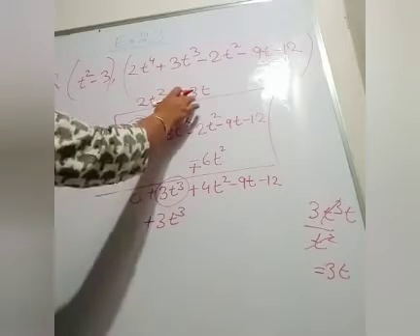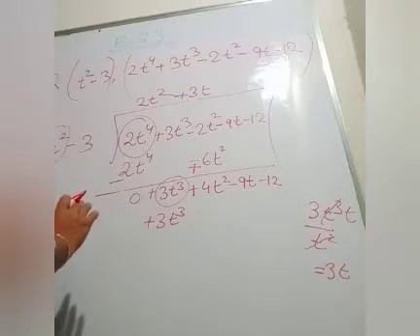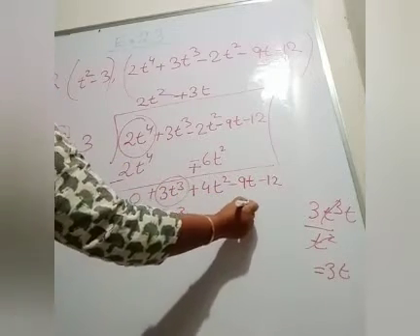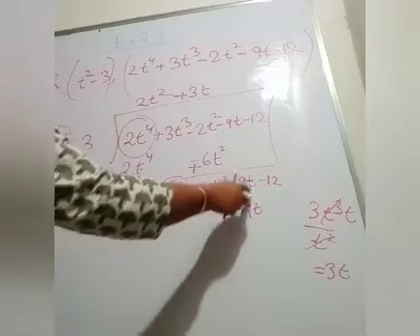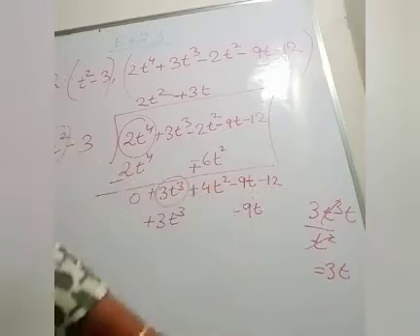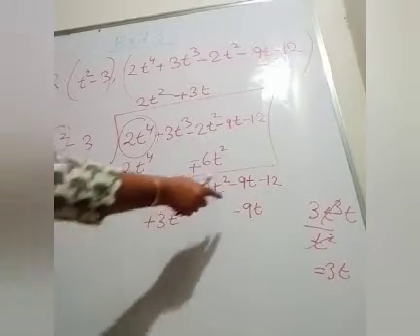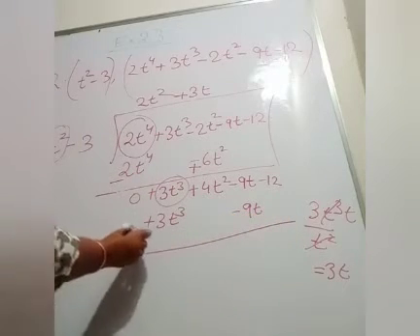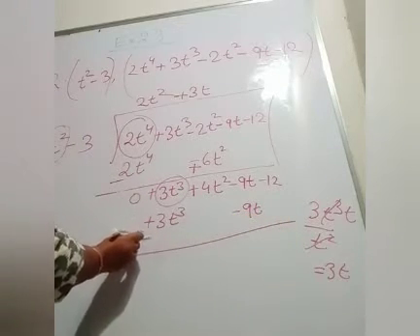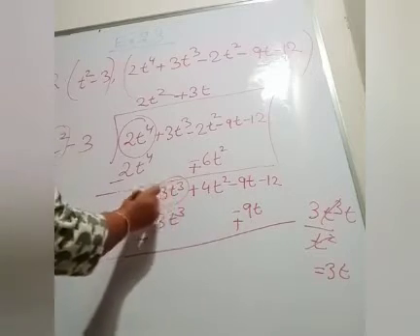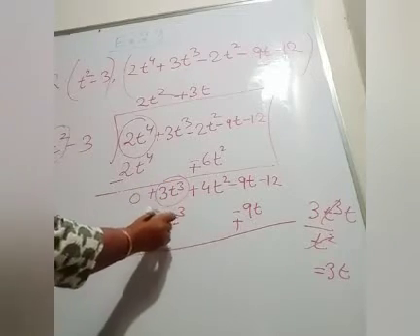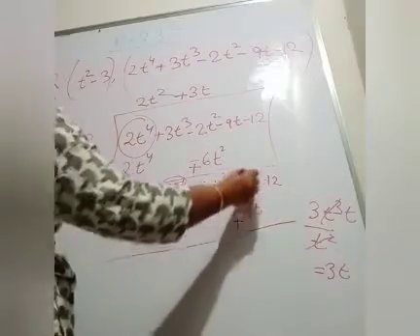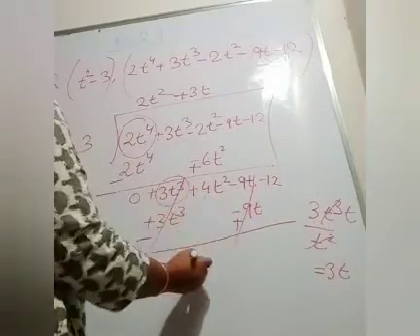Minus 3 into plus 3t, what is the answer then? Minus 9t. Right? Below minus 9t. These terms are of the same degree, so I have written it under 9t. Now change the sign. Plus 3t cube minus 3t cube will become 0. Minus 9t plus 9t also becomes 0. So what will be the answer then?